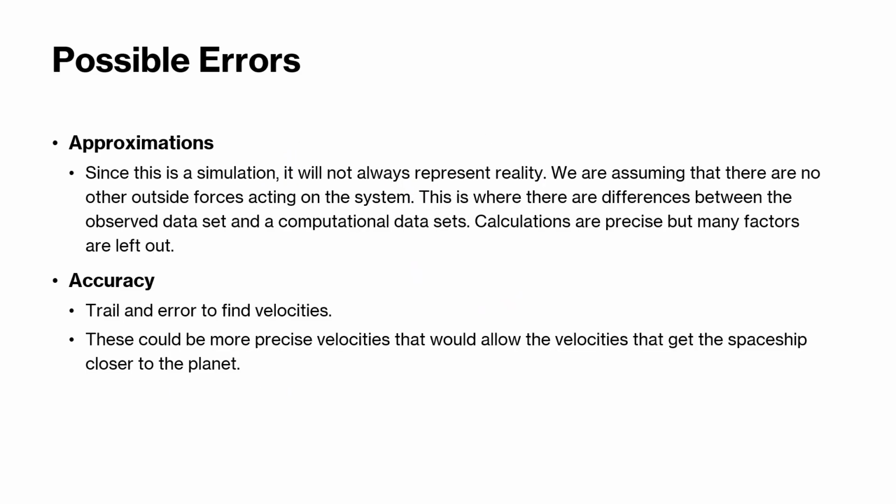So possible errors that you can have are approximations and accuracy. Since this is a simulation, it may not always represent reality, and we're assuming that there are no other outside forces acting on the system, and this is where the differences between an observed data set, if we had one, and a computational data set occur. The calculations for computational are much more precise, but many factors are left out. Now, when it comes to accuracy, trial and error was used to find velocities. There could be much more precise velocities that will allow the spaceship to get closer to the planet.